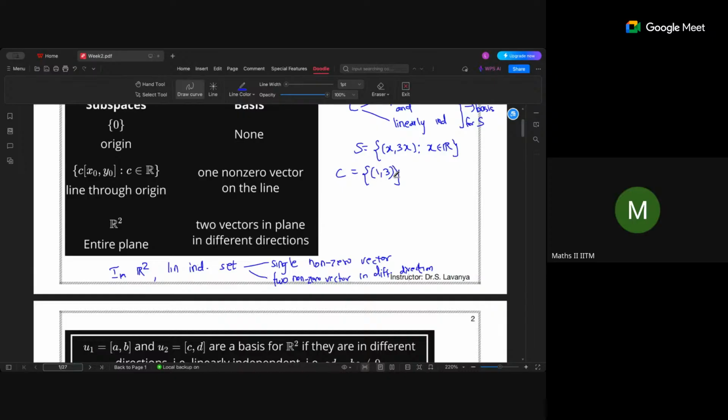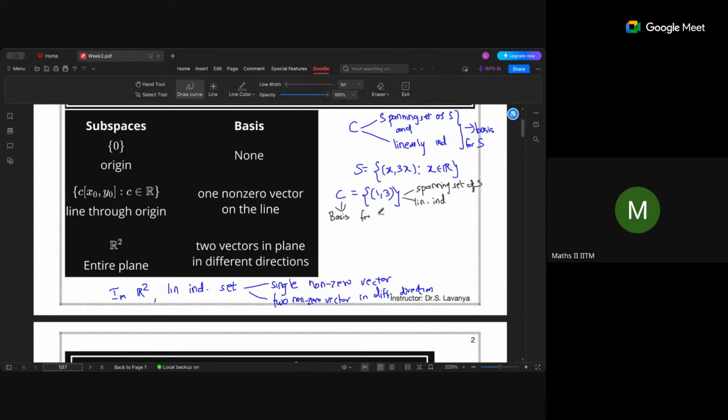Now, do you have a single non-zero vector here? Yes. So is it linearly independent? Yes. Is it also a spanning set of S? Yes, it is a spanning set of S. So if both these conditions are satisfied, then it is a basis for S. True or false? True. That is the definition. If it is both spanning and linearly independent, then it is a basis for S.